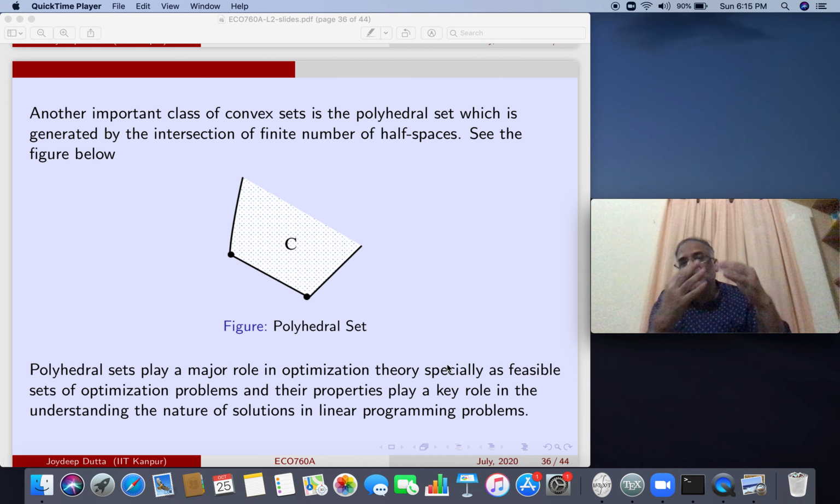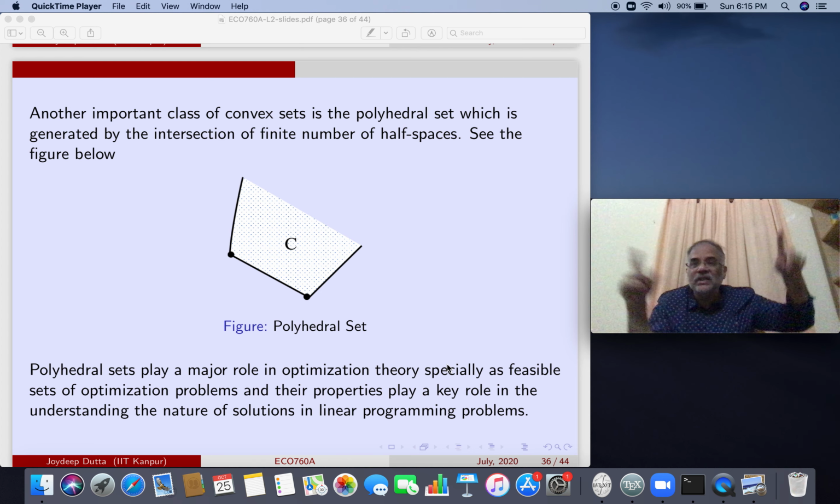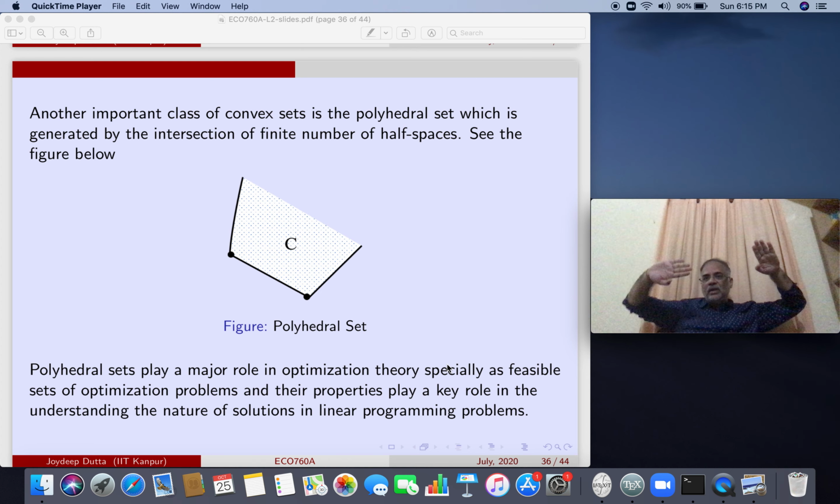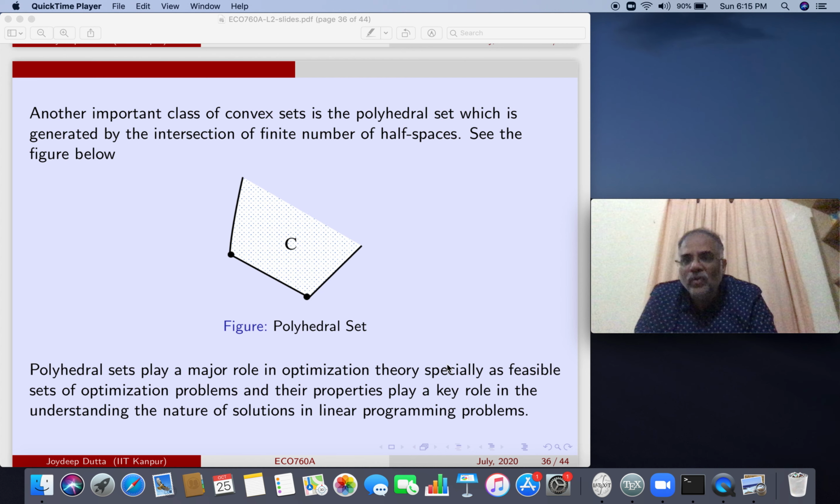So another important class of sets is the polyhedral set. What is a polyhedral set? A polyhedral set is a very nice looking set because it is the intersection of half spaces. Half space means you draw a line and paint half of it, then take another line, draw, paint half of that, take three, four of them, whatever, ten, and then see what is the intersection zone. That set would be a convex set.